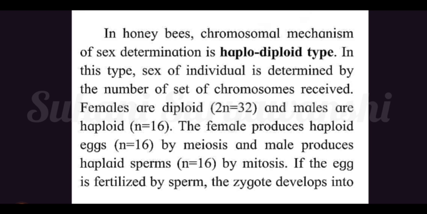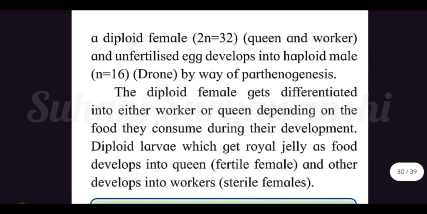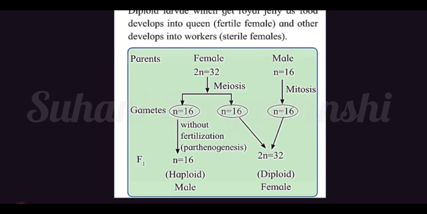If the egg is fertilized by sperm, the zygote develops into a diploid female, that is 2n equal to 32, queen and worker. An unfertilized egg develops into a haploid male, so by way of parthenogenesis. A diploid female gets differentiated into either worker or queen depending upon the food they consume during their development. Diploid larva which get royal jelly as food develop into queen, and others develop into workers. So here you can just check out the chart and you have to make the chart.